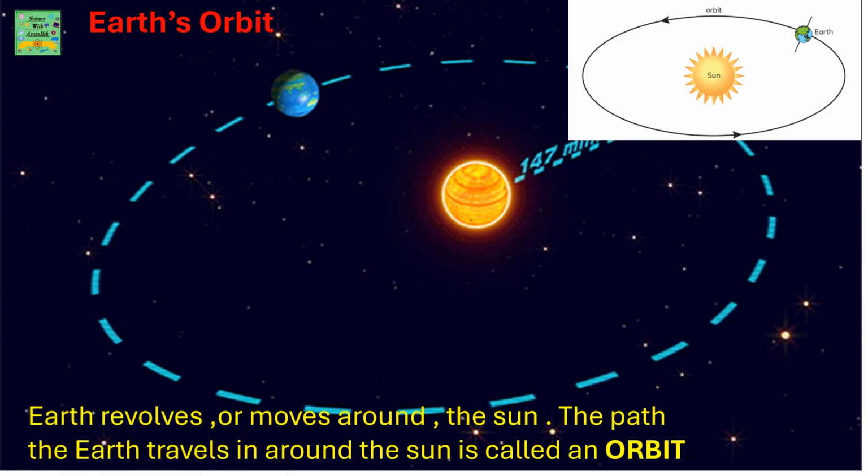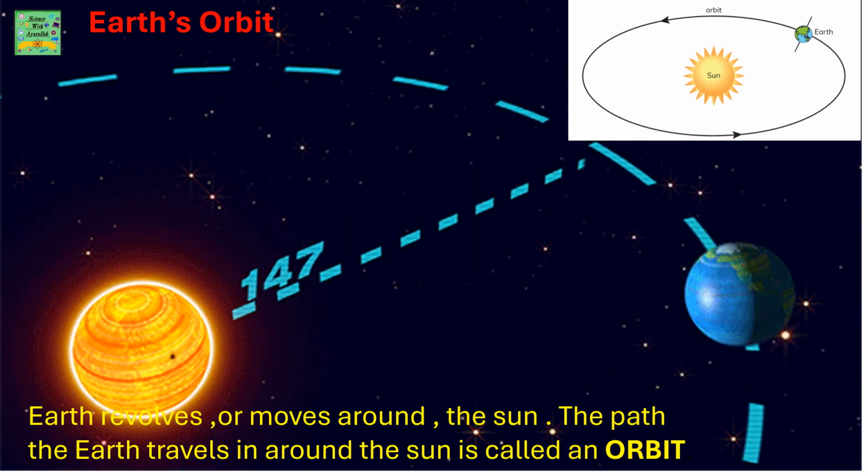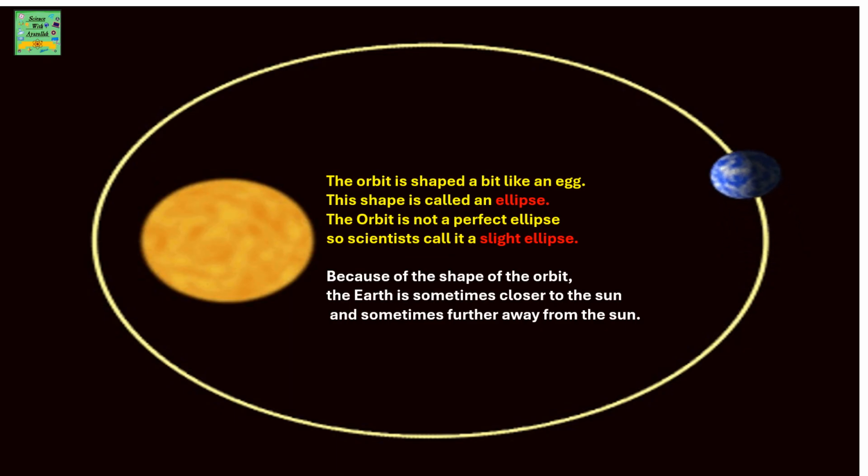Earth revolves, or moves, around the Sun. The path the Earth travels in around the Sun is called an orbit. The orbit is shaped a bit like an egg. This shape is called an ellipse. The orbit is not a perfect ellipse, so scientists call it a slight ellipse.